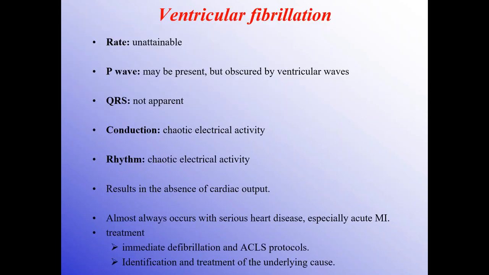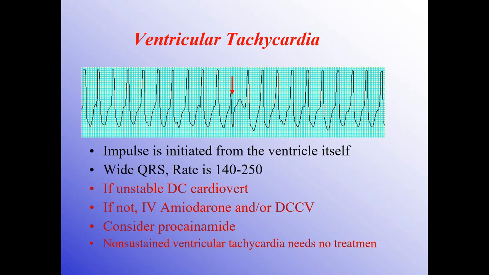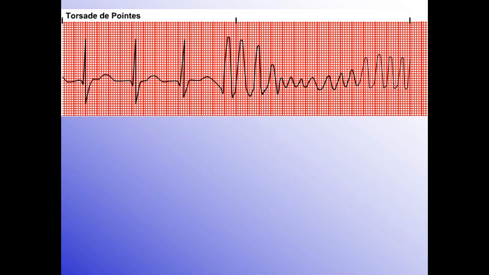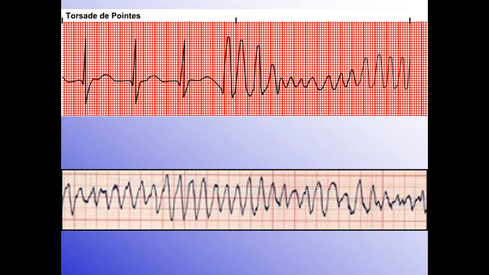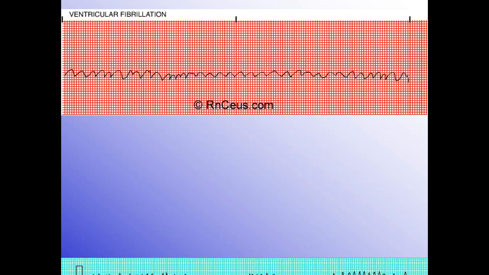I want you all to focus on these things. Understand VT, see the VT is regular, though it is chaotic, but it's regular. The shape is almost the same. While in a torsades, it's twisting around the point. So going up, down, and the bizarreness is much more. While in a fibrillation, you can't see the QRS wave at all. It's like something is becoming straight, a phenomenon before asystole.